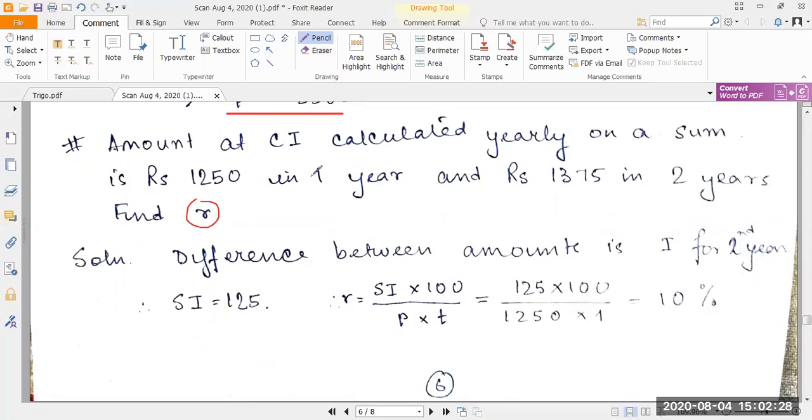So let's read the sum again. Amount at compound interest calculated yearly. So that's one part. We consider annual compound interest, where the interest is calculated on a yearly basis, once a year, on a particular sum. They haven't specified any sum as such, so let's keep that as P if we do need it. It is rupees 1,250 in 1 year and rupees 1,375 in the second year.